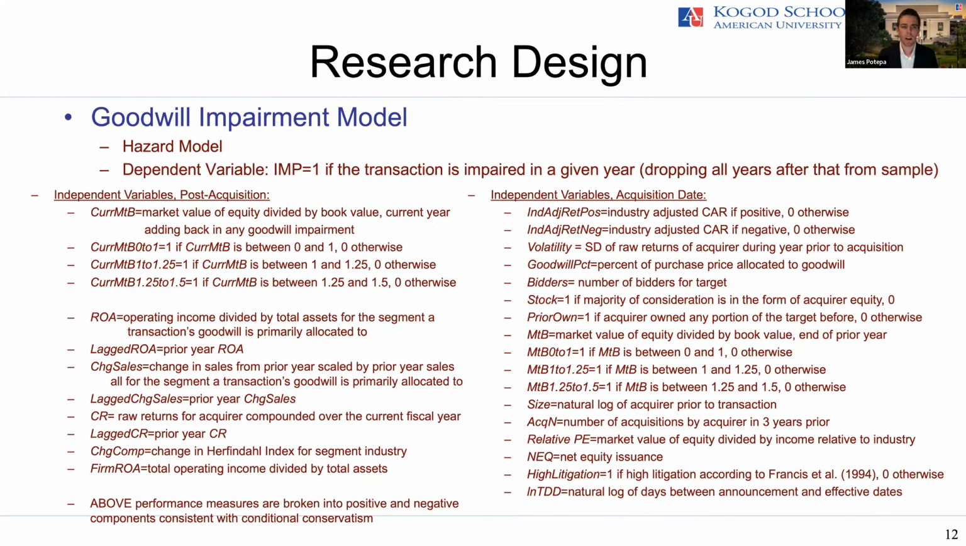And finally, regarding our post-acquisition performance, we do disaggregate each of our performance measures, the ROA, the change in sales, and the returns into positive and negative components, following the Banker et al. 2017 approach of considering the conditional conservatism.